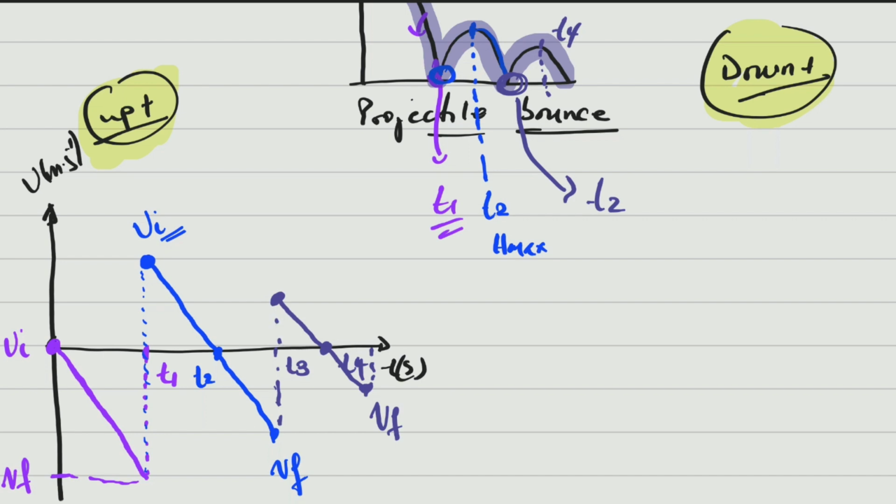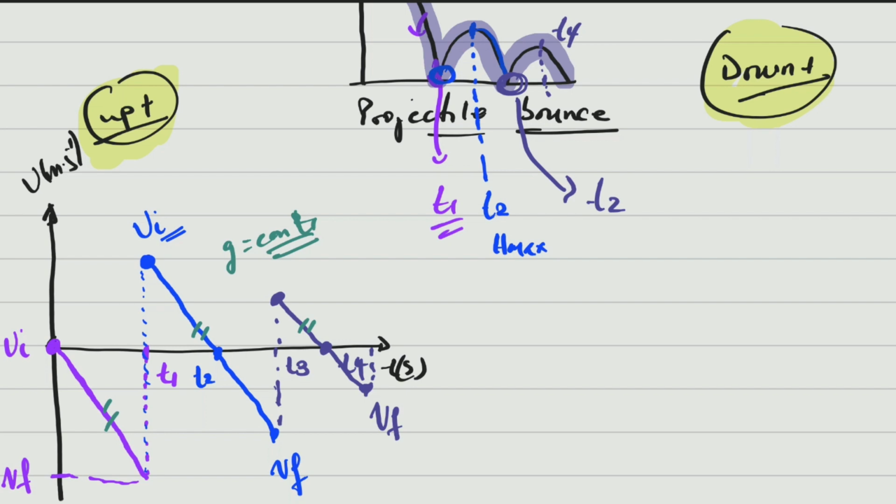Now, something important: all these graphs, all these lines must be parallel. Why? Because they have the same acceleration, which in this case is g. It is constant, and it is the gradient of the graph. That one will represent the gradient of the graph. So all those lines must be parallel.